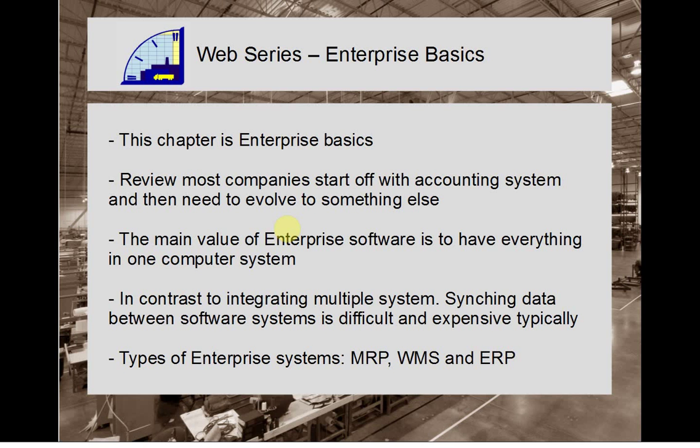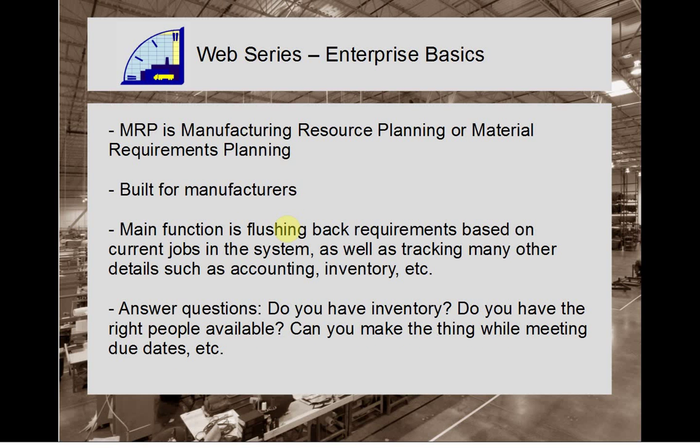Today we're going to be getting into three main types of enterprise software: MRP, WMS, ERP. MRP stands for Manufacturing Resource Planning, or material requirements planning. It's built for manufacturers. I classify a manufacturer as someone who starts off with a raw good or raw goods, puts them through some type of process, and comes out with a new good.